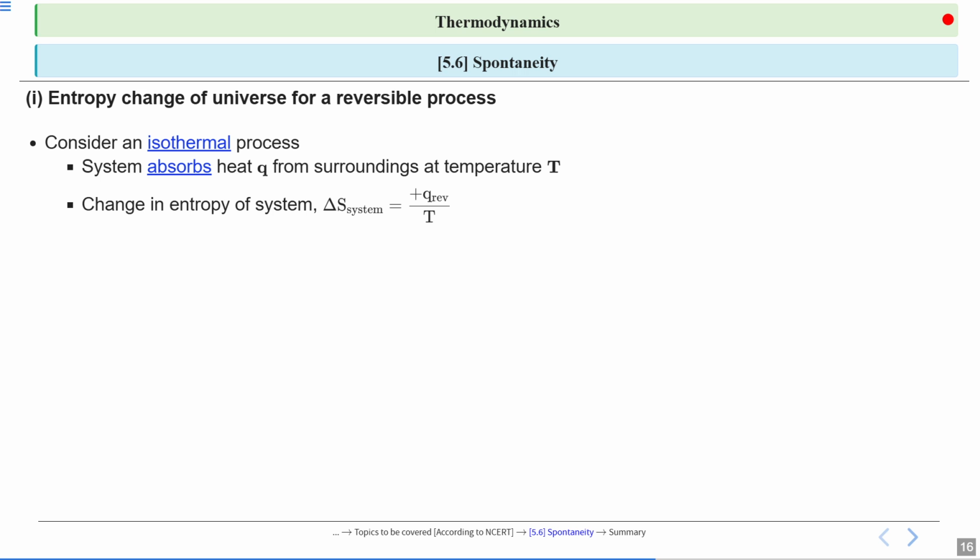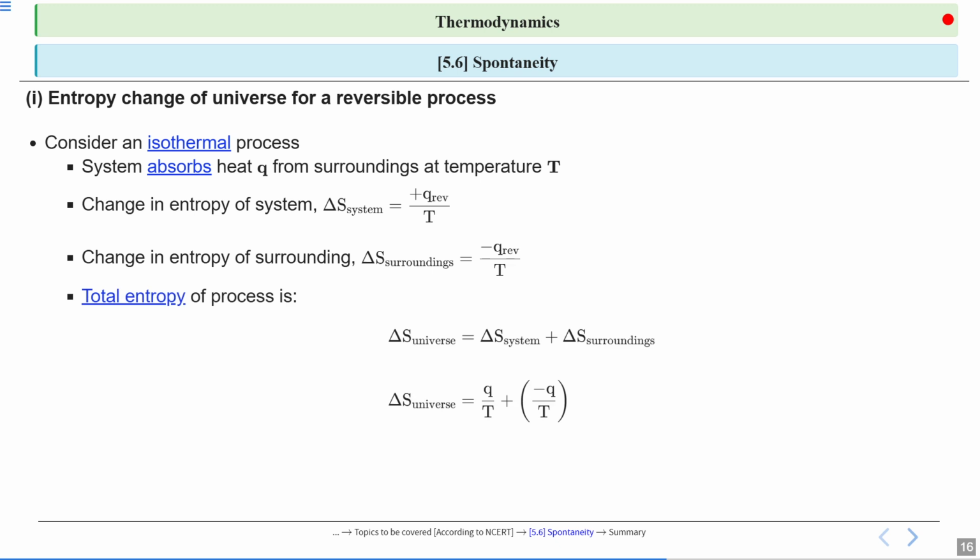So what can be said about the change in entropy for the system if it is absorbing Q amount of heat? So plus Q reversible, which is your heat absorbed, divided by T. So this is your change in entropy for the system. Now what can be said for the surrounding? So if your system is getting plus Q reversible heat, that same amount of heat is lost by the surrounding. So we can say that delta S surrounding is equal to minus Q reversible by T. We have to just reverse the sign of plus Q to minus Q.